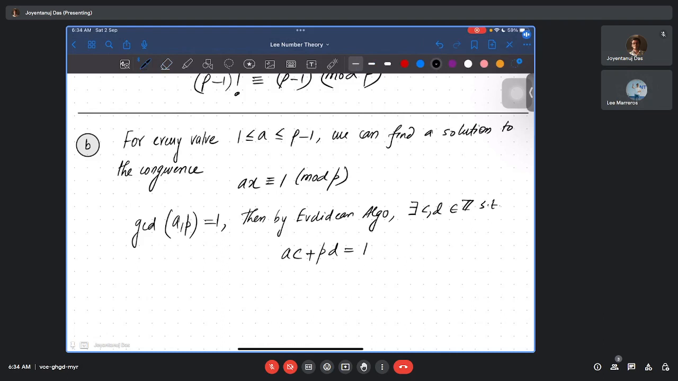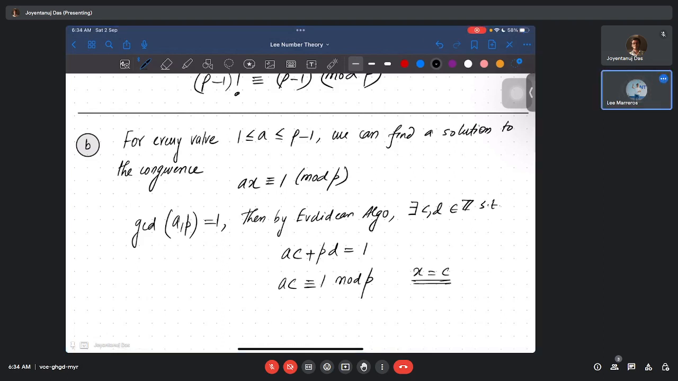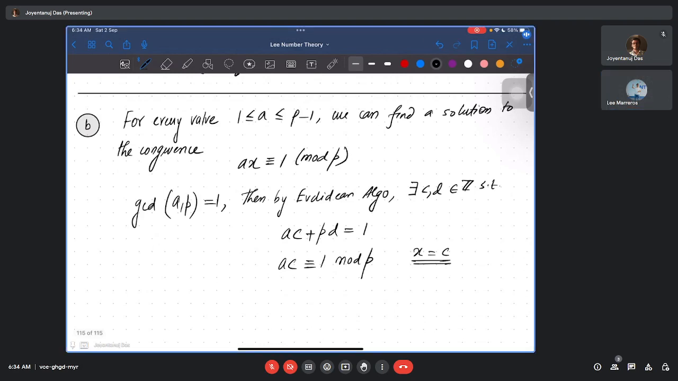Now if I take mod p of this whole equation, then I have ac congruent to 1 mod p, because pd becomes 0. So x equals c is a solution. So the above statement is true: we can always find a solution to this congruence.